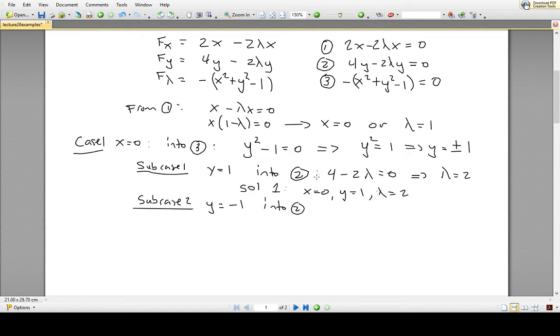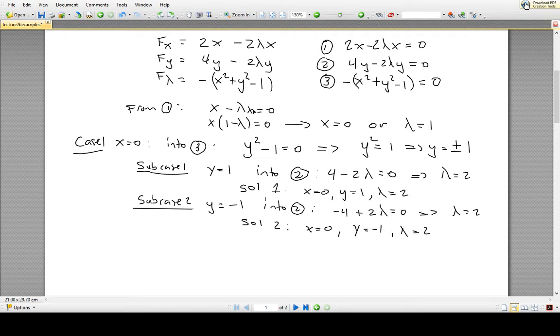And what do I get? What do I get when I sub y is negative 1 into equation 2? I get negative 4 plus 2 lambda is equal to 0. And if I solve this for lambda, I again get lambda equals 2. So my other solution, solution 2, is x equals 0, y equals negative 1, and lambda equals 2.